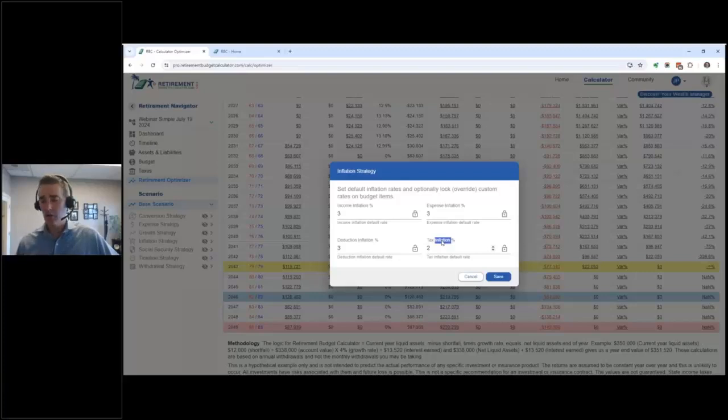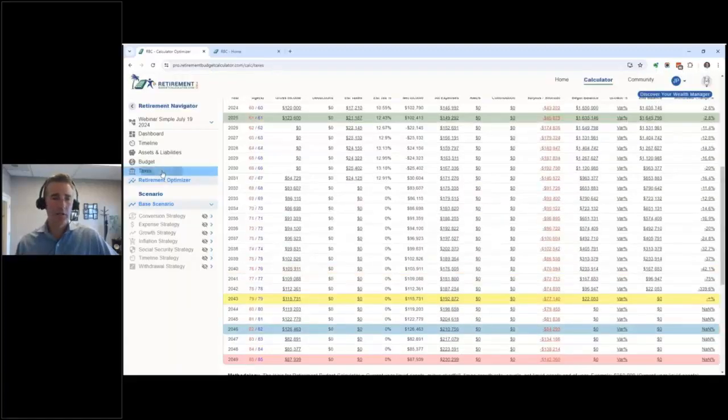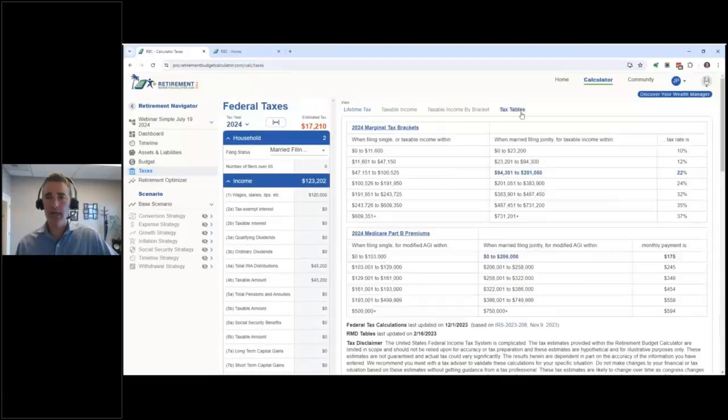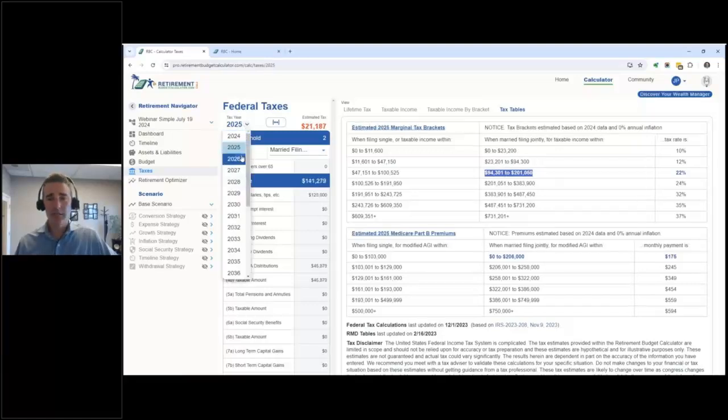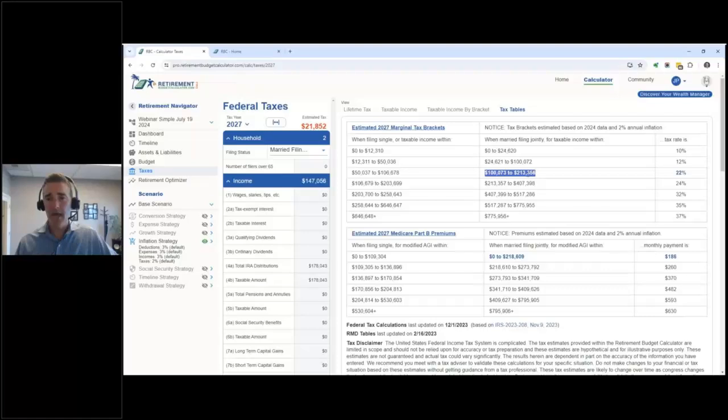So what happens currently in the RBC is under the taxes, if we come up here to the tax tables, we assume by default that the tax brackets don't change. So when we apply that 2% inflation factor, what we're assuming is that these values are going to change by 2% and your standard deduction is going to increase by 2%. So you can see the default is these are not changing. So we can look each year and see that there's no change to this. But if we come over and we turn on the inflation strategy, now you'll see that these numbers are all adjusted by a 2% inflation factor.